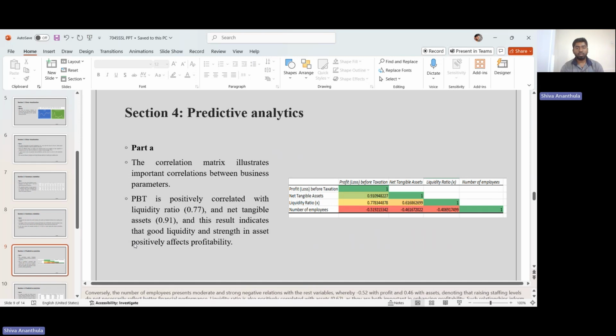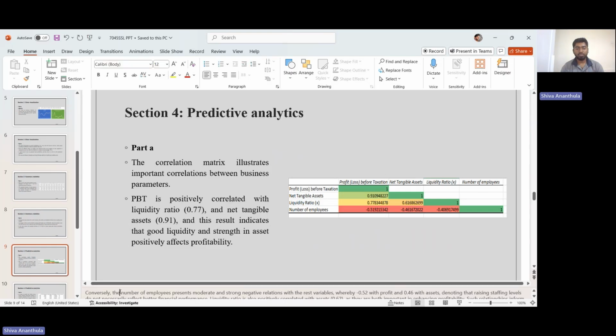Part A. The correlation matrix illustrates important correlations between business parameters. PBT is positively correlated with liquidity ratio at 0.77 and net tangible assets at 0.91. And these results indicate that good liquidity and strength in assets positively affect profitability.